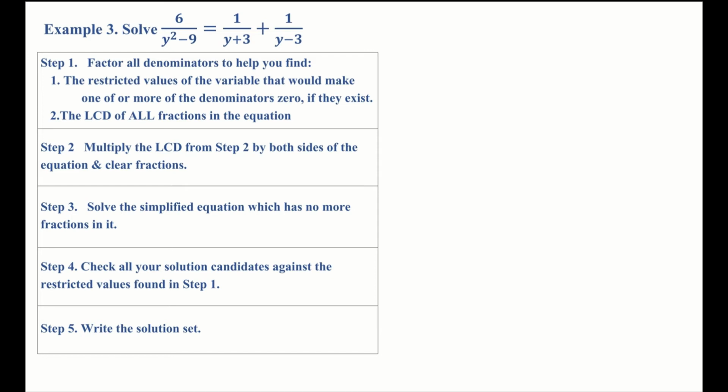Remember, the first thing we're going to do is go ahead and factor all denominators. So the first one is a difference of squares. We know it factors as y plus 3 times y minus 3. The first one on the right side is already simple. So is the second one. So those we just write as they are.